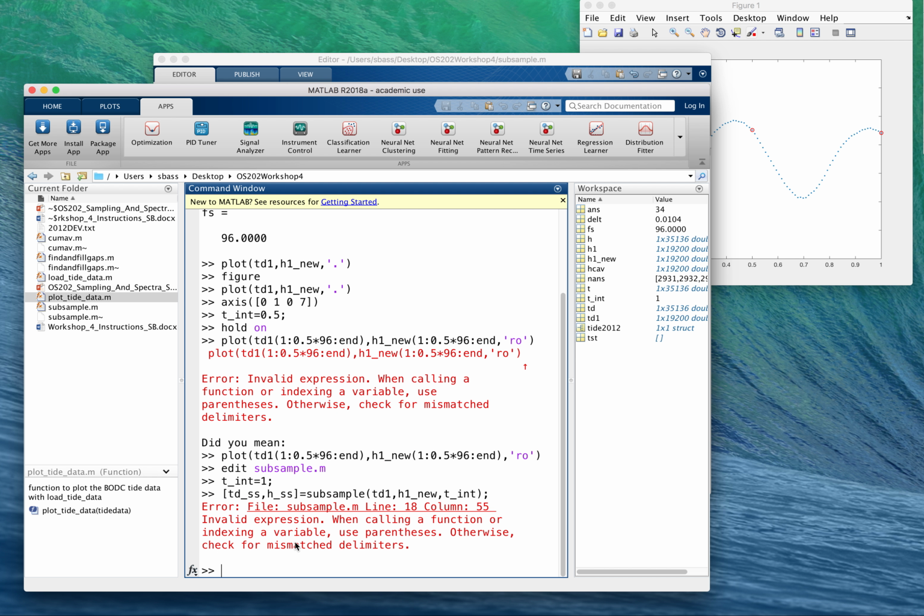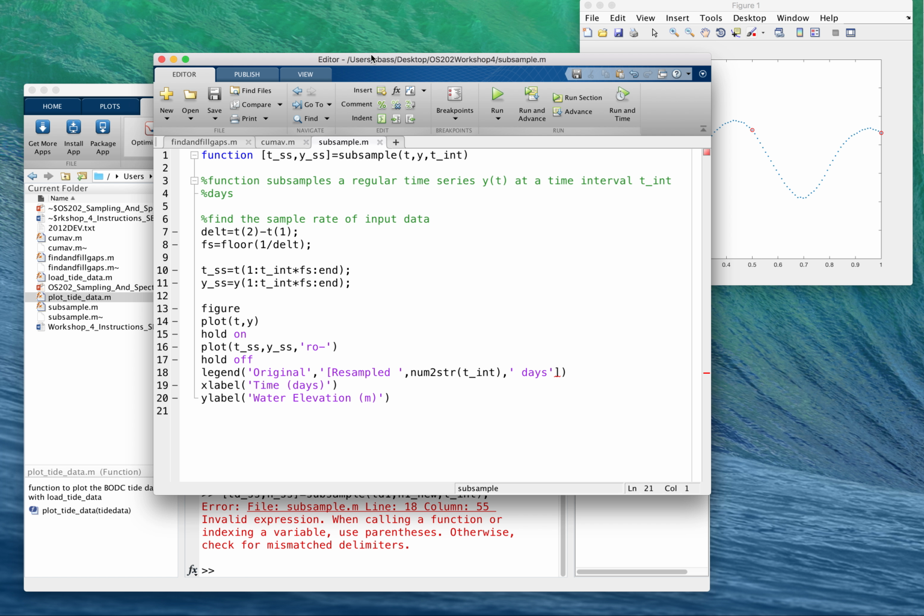Okay, what are we missing? When calling a function or indexing a variable, use parentheses. So somewhere in here, subsample line 18 colon 55. So always read the little expression or the error message, because it's usually very helpful.